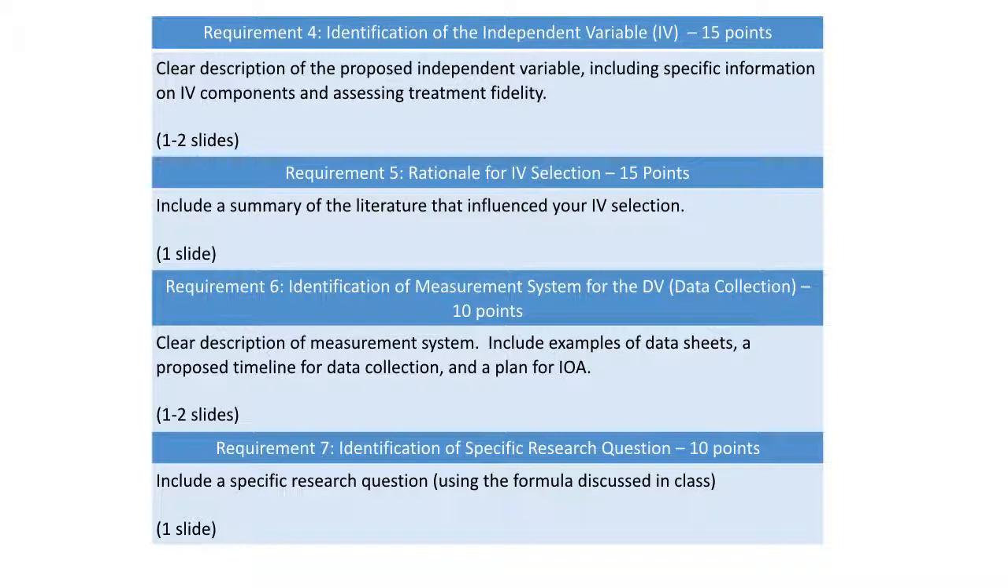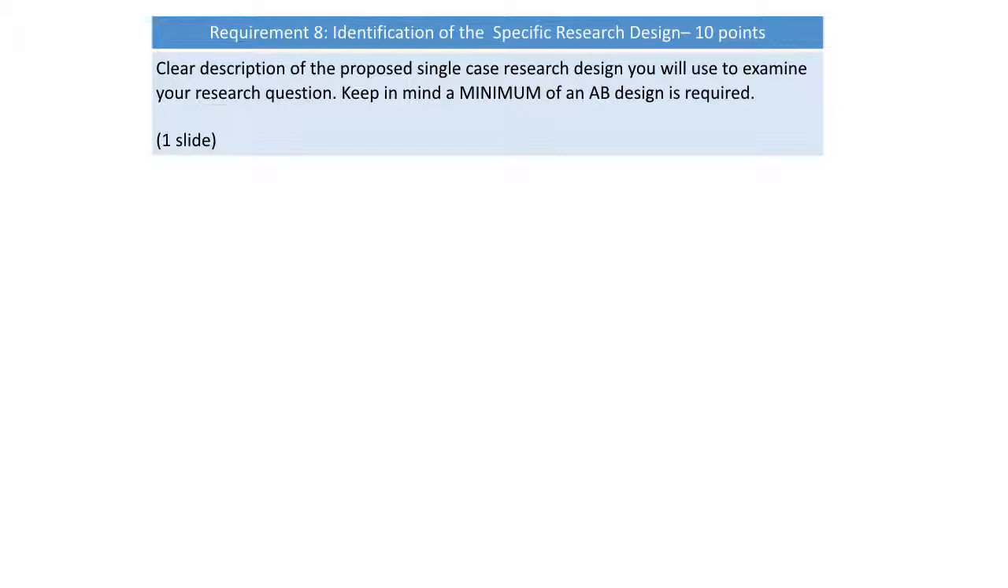Requirement number 7 is that you identify a specific research question. Remember when we had you guys work on your specific research questions in class, and we had you use that specific formula. In order to get full credit on requirement number 7, you need to include a specific research statement following that formula. Okay? The last requirement is that you identify a specific research design.